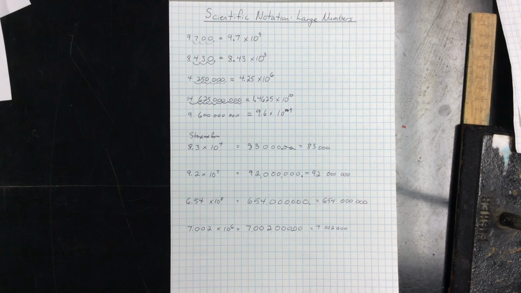2000. So scientific notation helps us write really large numbers in a form that doesn't have a whole lot of zeros tacked on the ends.